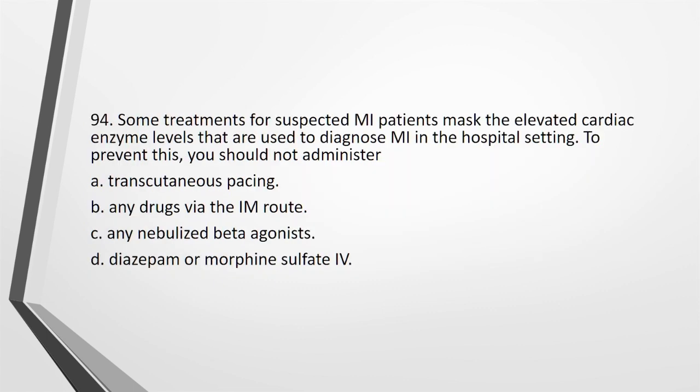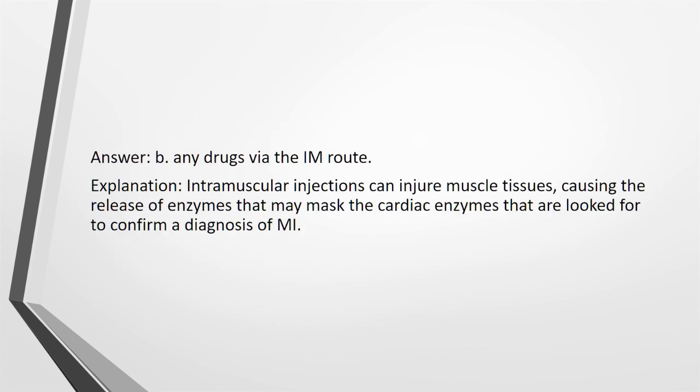94. Some treatments for suspected MI patients mask the elevated cardiac enzyme levels that are used to diagnose MI in the hospital setting. To prevent this, you should not administer: A. Transcutaneous pacing. B. Any drugs via the IM route. C. Any nebulized beta agonists. D. Diazepam or morphine sulfate. Answer: B. Any drugs via the IM route. Explanation: intramuscular injections can injure muscle tissues, causing the release of enzymes that may mask the cardiac enzymes that are looked for to confirm a diagnosis of MI.